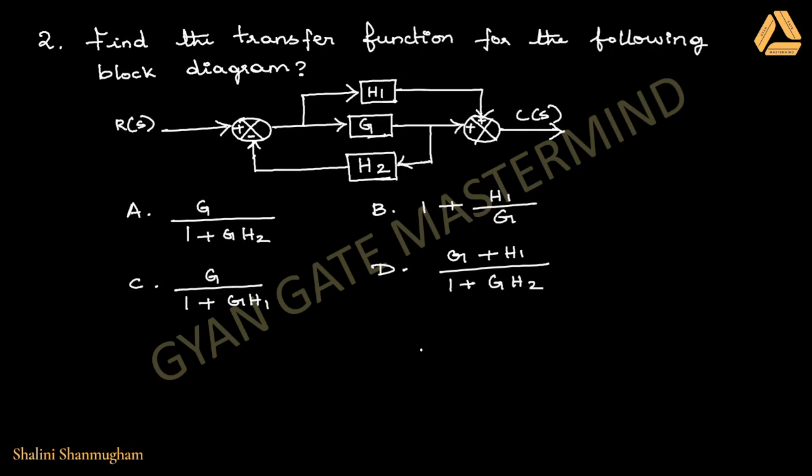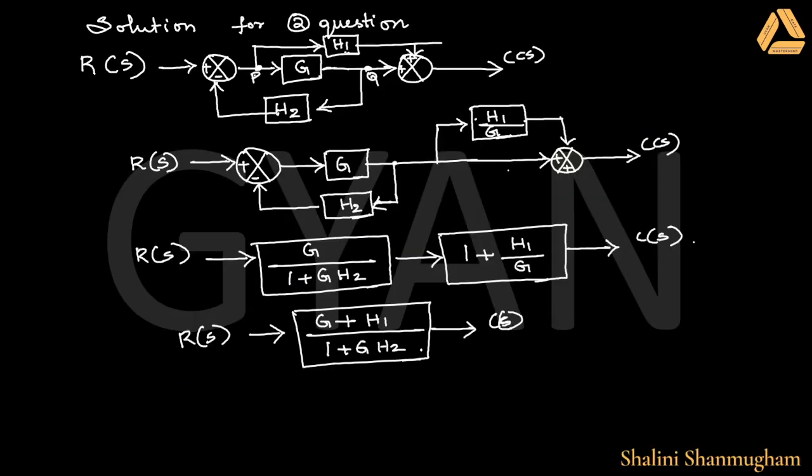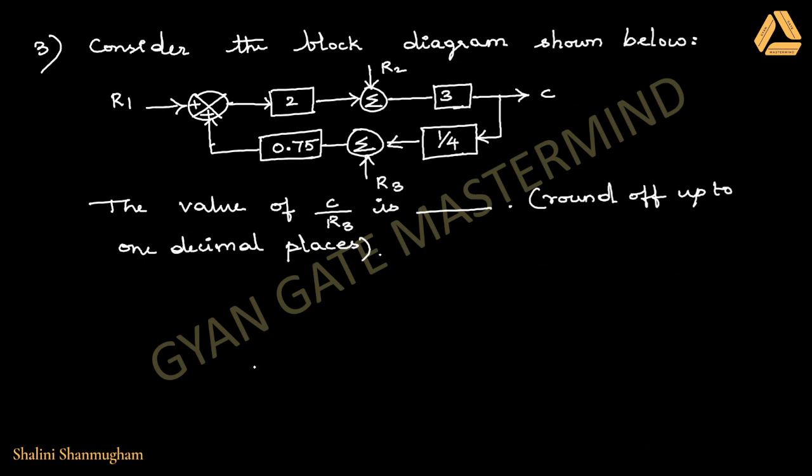Coming to the third question, here the block diagram is shown. We have to simplify and find the transfer function C by R3. So for this, we'll simplify this diagram. Here, if you consider this block diagram, there are three input signals, R1, R2, R3, and one output signal, that is C. So we have to find the transfer function between output C and input R3.